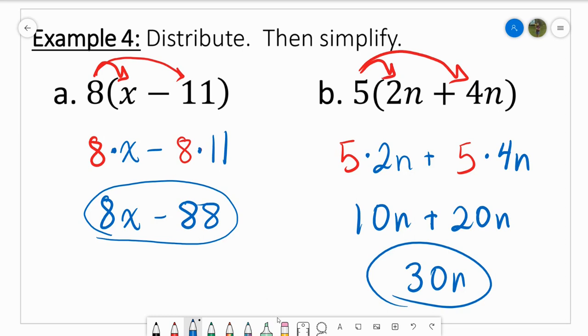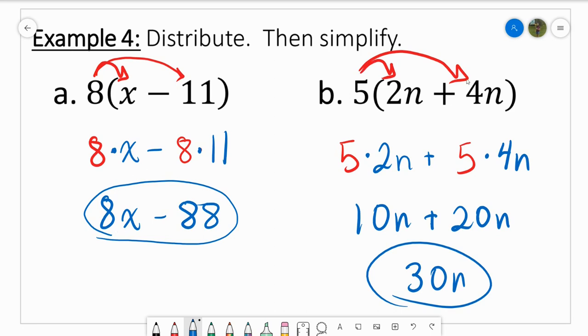All right, so let's talk about both of these. These are the right answers that are circled up here. So this time we distributed an 8. So we have 8 times the x. We have 8 times the 11. We brought our minus sign down. 8 times x is 8x. 8 times 11 is 88. We can't do 8x minus 88, so we stop there.